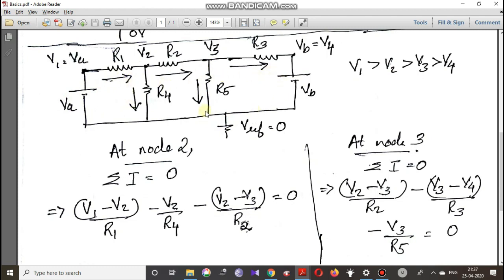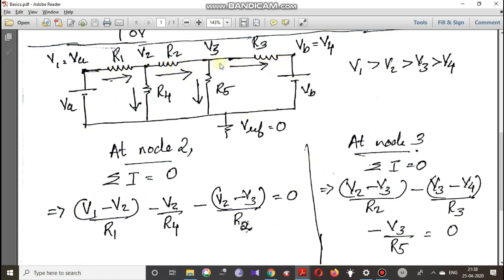So after marking all the directions of all the currents, we can move on to write the nodal equations. So what is the criteria of writing the nodal equation? The nodal equations are based on Kirchhoff's current law. And what does it say? It says that the algebraic sum of all the currents associated with a particular node is equal to 0. So, should we write the node equations for all the nodes here? No. We need not write the node equations for all the nodes.